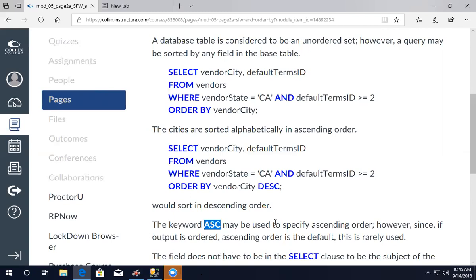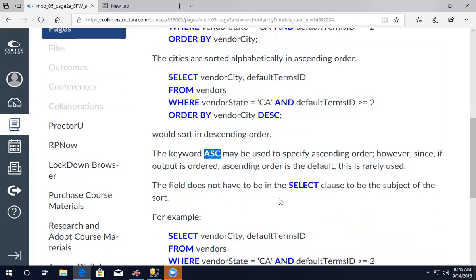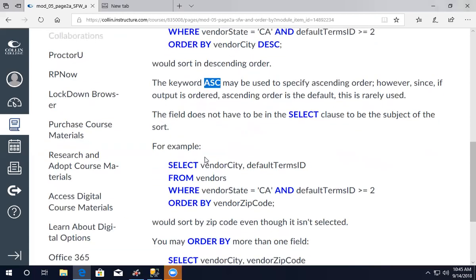Okay. So this orders by vendor city. A field does not have to be in the select clause to be the subject of a sort. It just has to be in the table. In this case, I'm sorting by zip code. And sometimes there's a reason to sort by zip code.